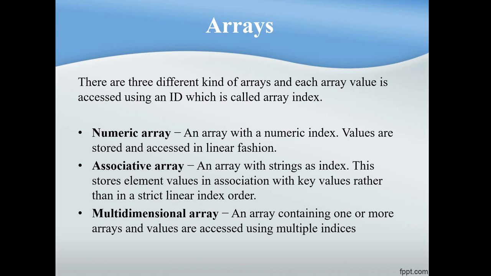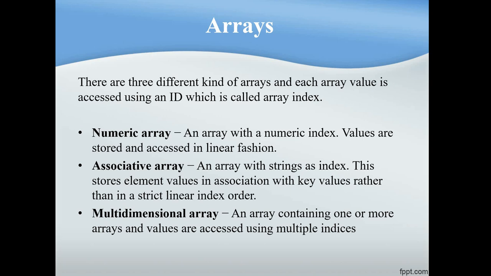And in an associative array, an array with strings as index, this stores element values in association with key values rather than in a strict linear indexed order. So in an associative array, we will have keys and values.